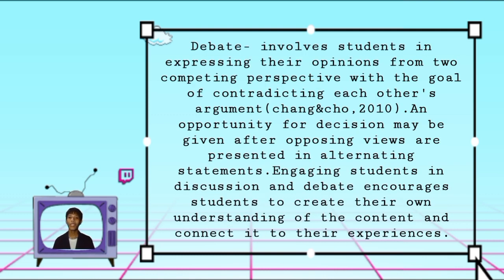Debate. A debate involves students in expressing their opinions from two competing perspectives with the goal of contradicting each other's arguments. Opportunity for decision may be given after opposing views are presented in alternating statements. Engaging students in discussion and debate encourages students to create their own understanding of the content and connect it to their experiences.